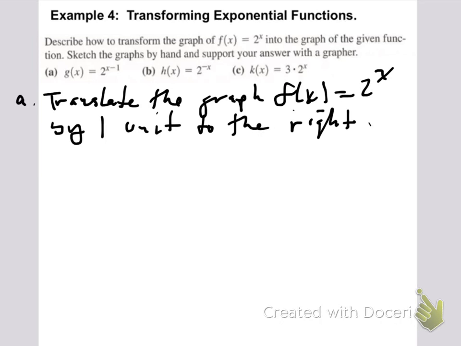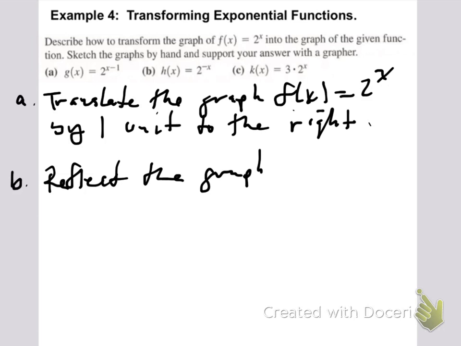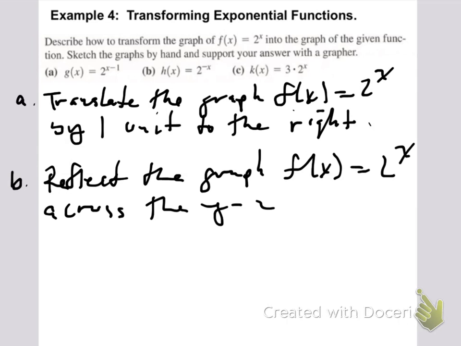Alright. For B, we have h of x equaling 2 raised to the negative x, so the x is negative, so that's going to be a reflection across the y. So we're going to reflect the graph f of x equaling 2 to the x across the y axis.